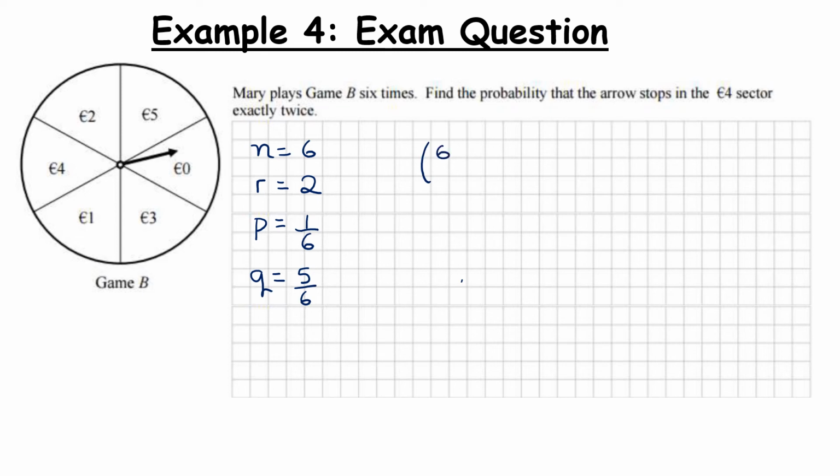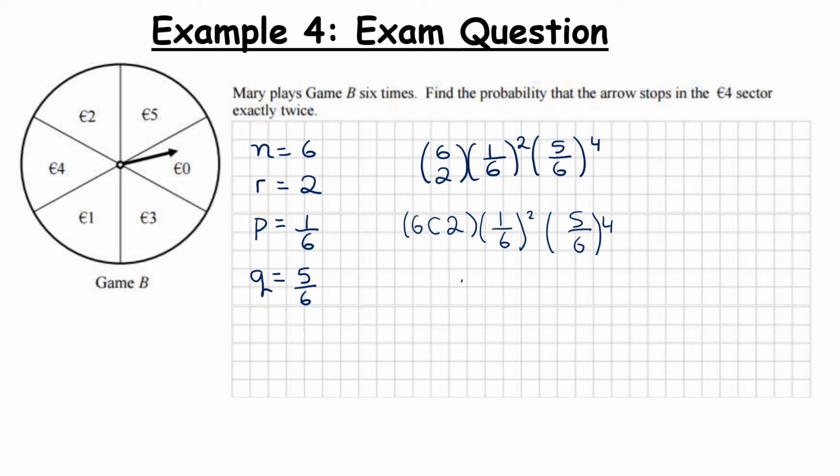So this is going to be 6 choose 2, 1 over 6 to the power of 2, 5 over 6 to the power of n take away r, so 6 take away 2, which is 4. So be really careful when you're writing those nCr's that you're not putting a line in and confusing it for a fraction. So to put it into your calculator, this is 6 choose 2. It looks like that. We get 1 over 6 to the power of 2, 5 over 6 to the power of 4. So 6 choose 2 is actually 15.